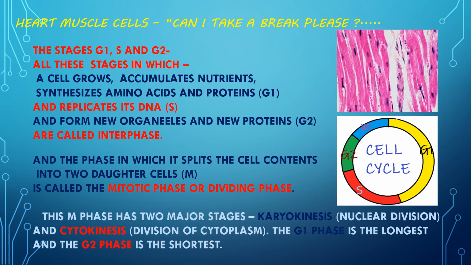Cell moves on to the next stage, which is called the dividing phase, which is also called the mitotic phase. M phase or mitotic phase, what happens here? Here the actual cell division takes place. Now this cell division also takes place in two major steps. The division of the nucleus, which is called karyokinesis, followed by the division of cytoplasm, which is called cytokinesis. Now these two will be dealt with in detail in the next module.